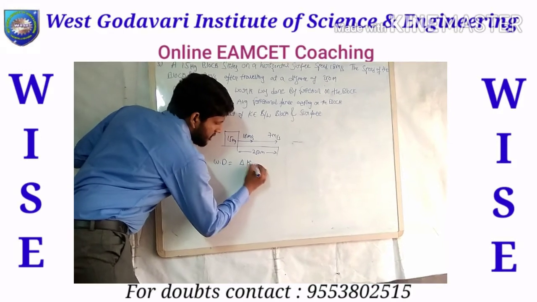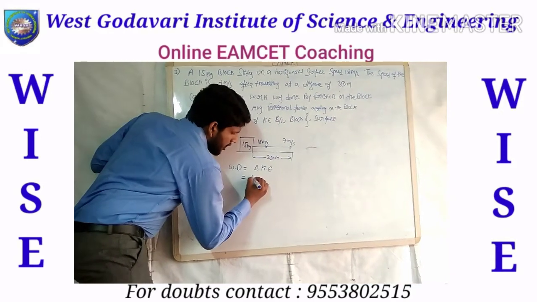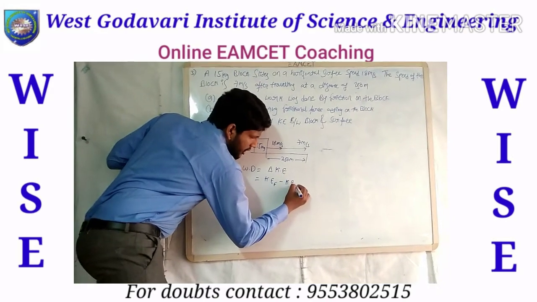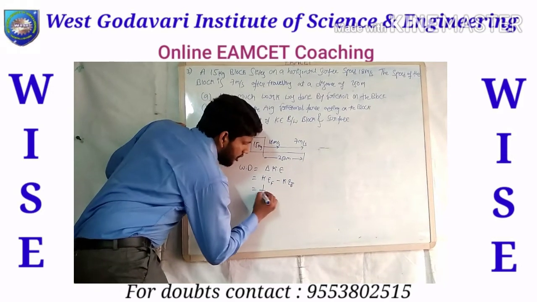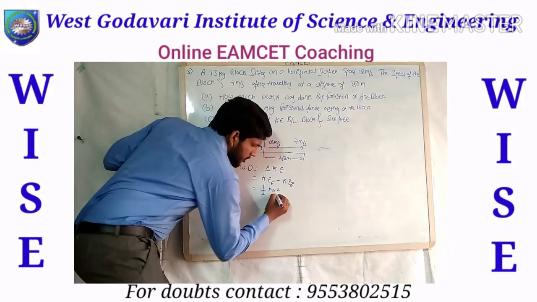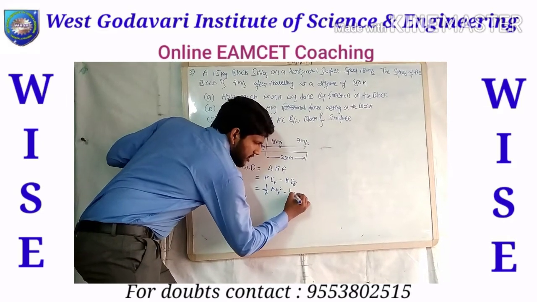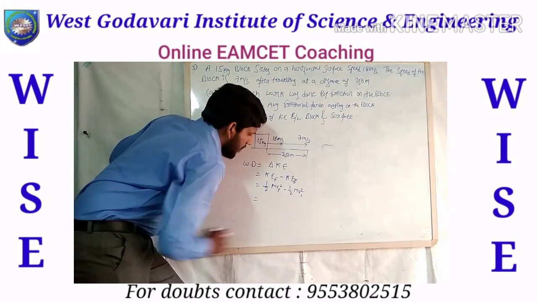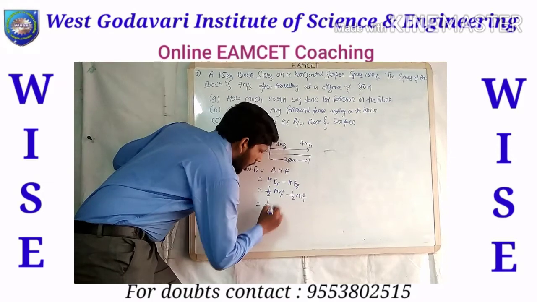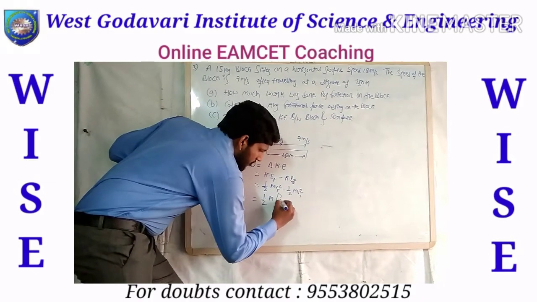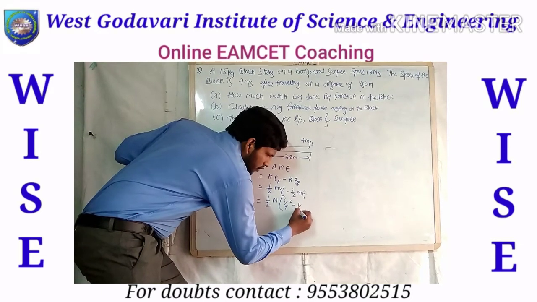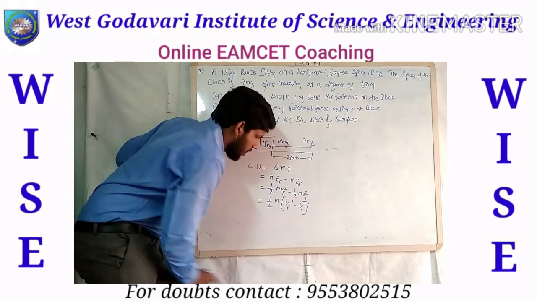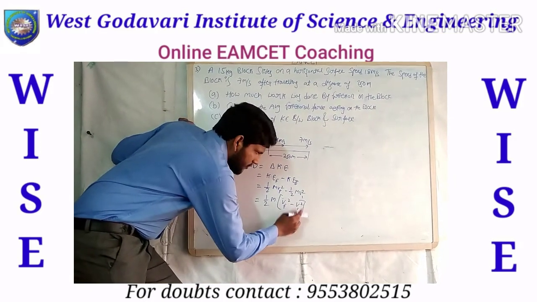change in kinetic energy, which means kinetic energy at final minus kinetic energy at initial. That is equal to half mv square final minus half mv square initial. Okay, so let us take the common things out: half into m, into brackets of vf square minus vi square. We can write it as vf square minus vi square.